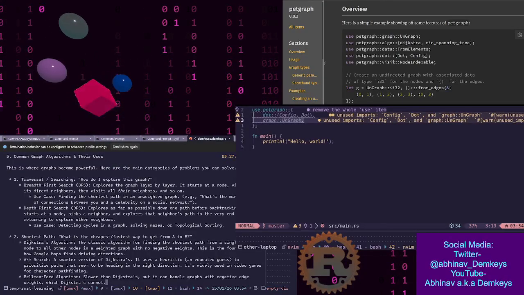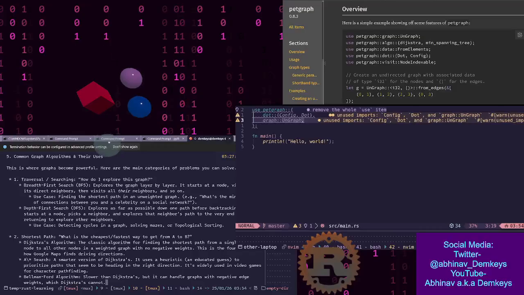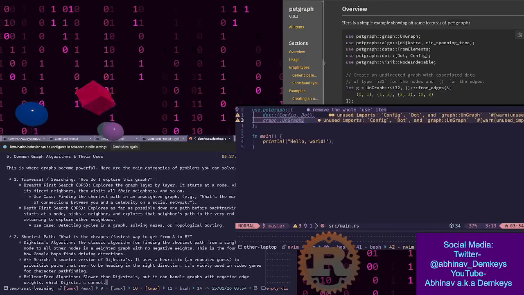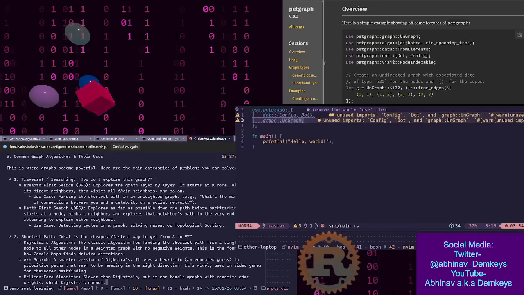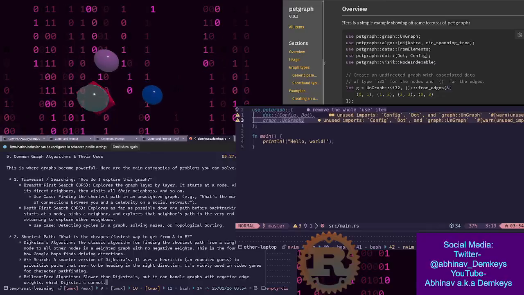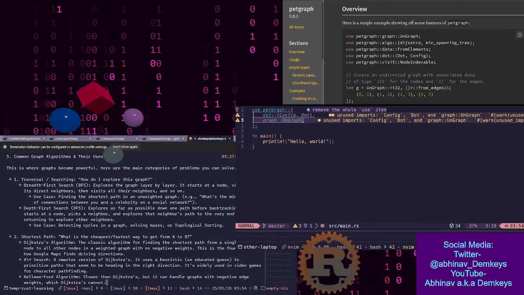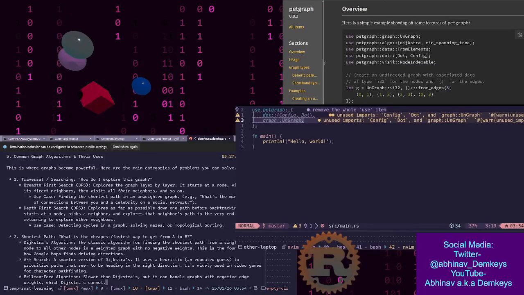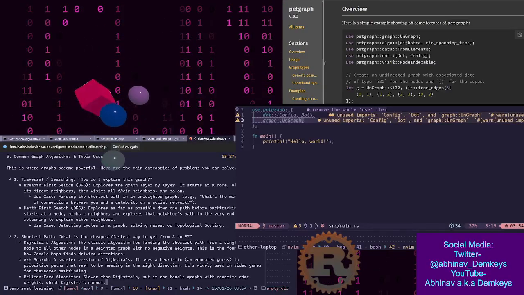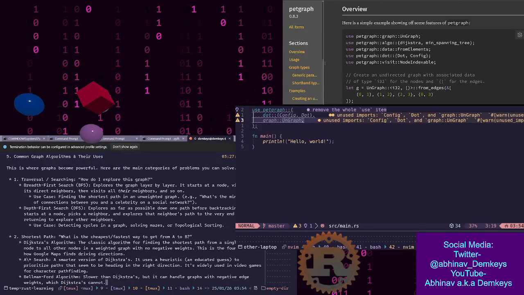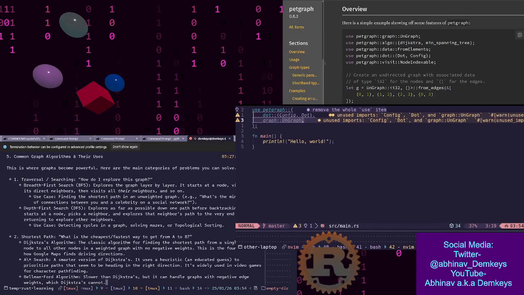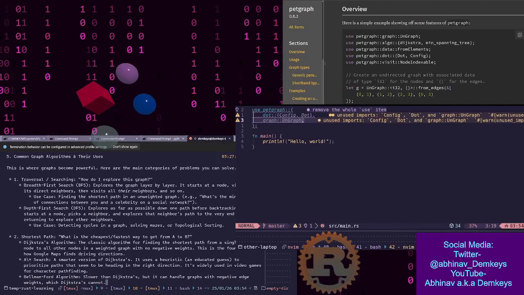This explores the graph layer by layer. It starts at a node, visits all its direct neighbors, then visits all their direct neighbors, and so on. Use case, finding the shortest path for an unweighted graph. Example, what's the minimum number of connections between you and a celebrity on a social network? Then depth first search or DFS.